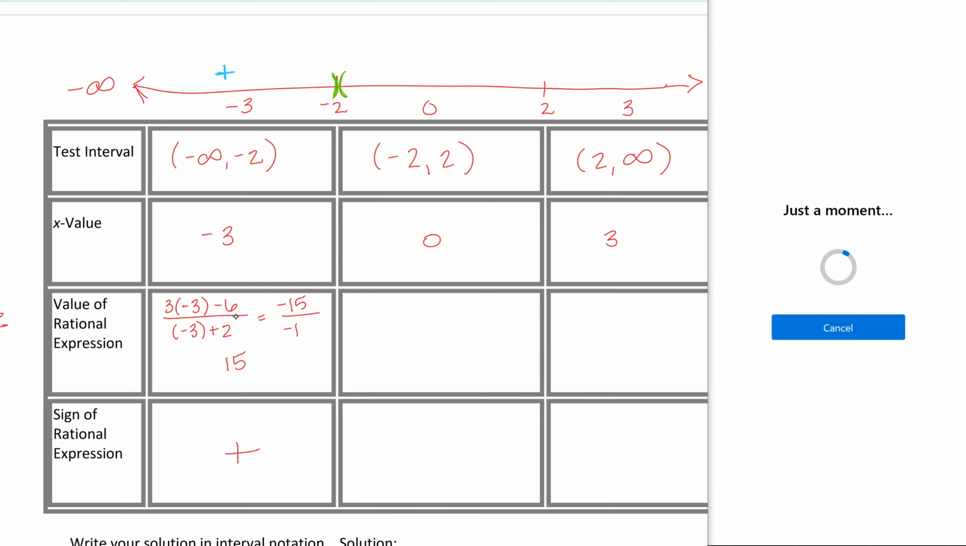And we're going to plug in 0 now. So 3 times 0 minus 6 over 0 plus 2. That is negative 6 over 2. That's negative 3. All that matters is I'm getting a negative.